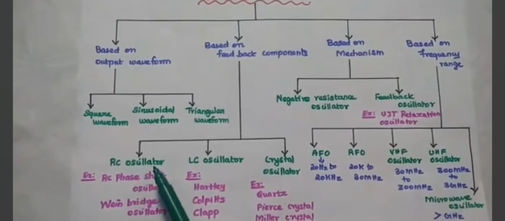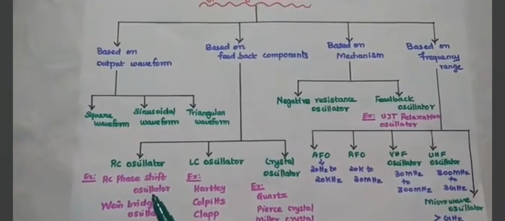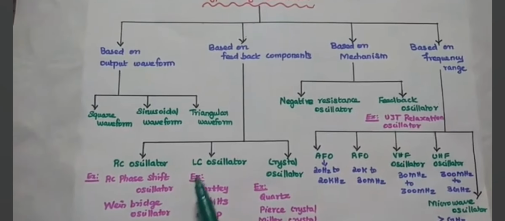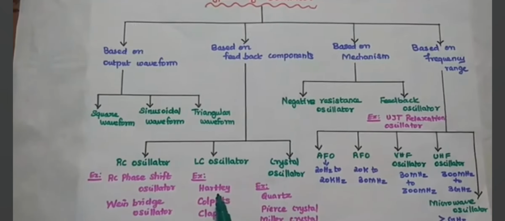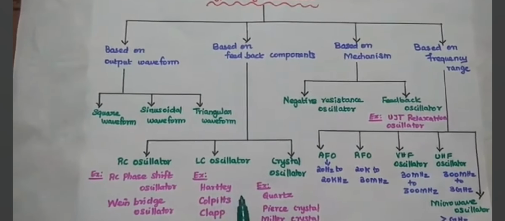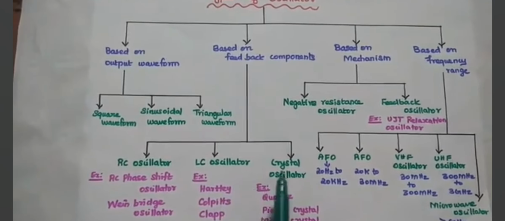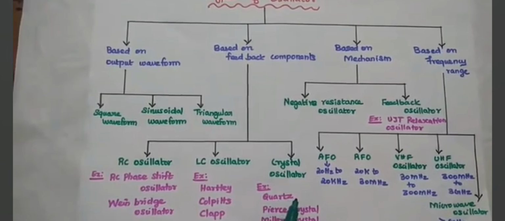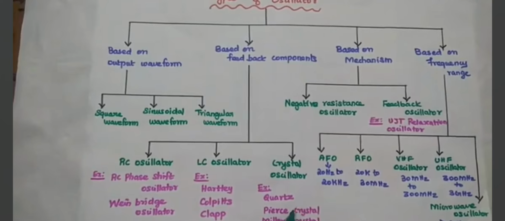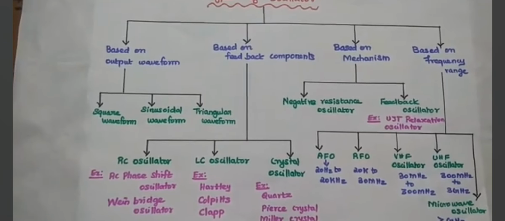Examples for this RC oscillator: RC phase shift oscillator, Wien bridge oscillator. So LC oscillator is classified into Hartley oscillator, Colpitts oscillator and Clapp oscillator. Crystal oscillator is classified into Quartz crystal oscillator, Pierce crystal oscillator and Miller crystal oscillator.